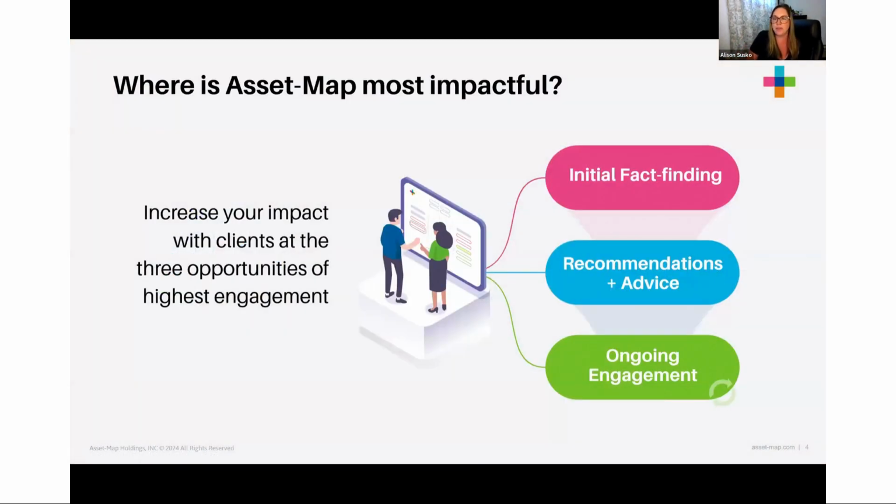So where are we finding that Asset Map is making the biggest impact? And I definitely agree with these three different timeframes. And we also really notice and realize that an advisor is making the biggest impact during the engagement with the client, whether that be during initial fact finding, when you're getting to know each other, doing that great KYC, being able to pop up a visualization and say, does this really match up with what your financial picture looks like for your family?